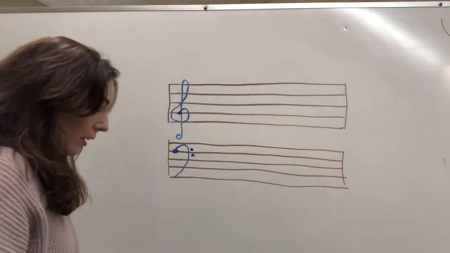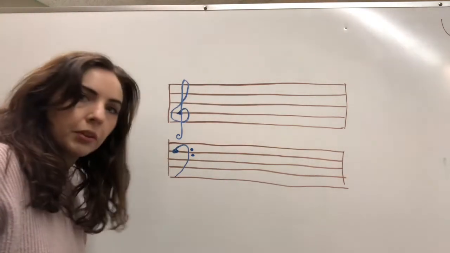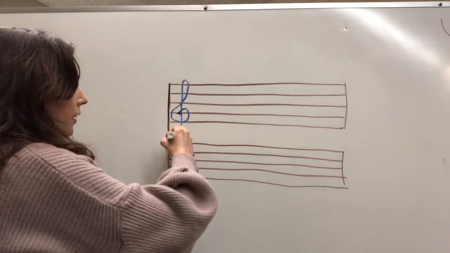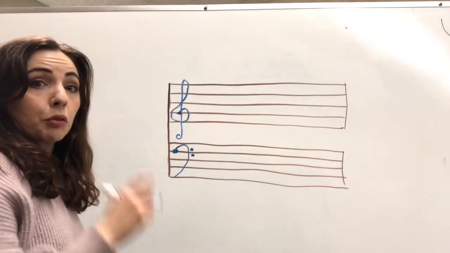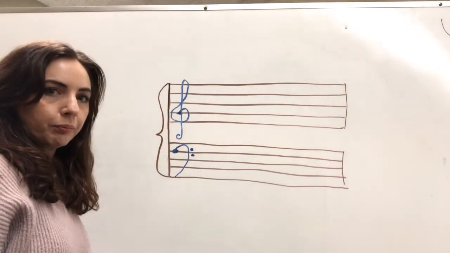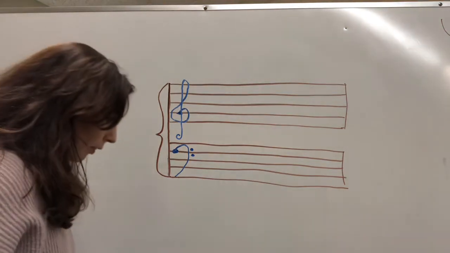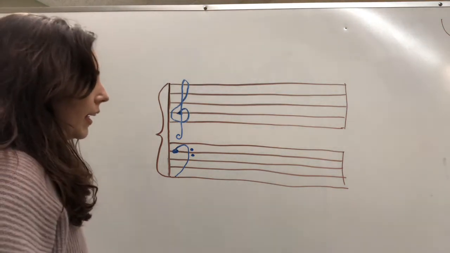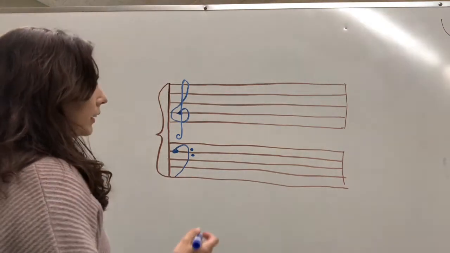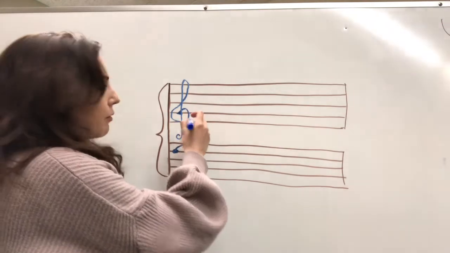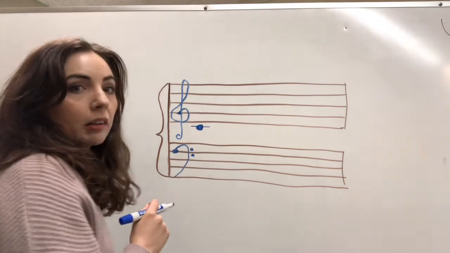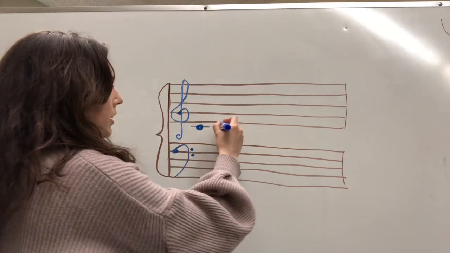Now to make it a grand staff, we're going to connect them together like this. And if you really want to, you can put one of these little lines like that to connect them. And then we're going to draw all the notes on these guys. So for the treble clef, we're going to start with C, middle C. So draw a ledger line underneath there to draw your C.